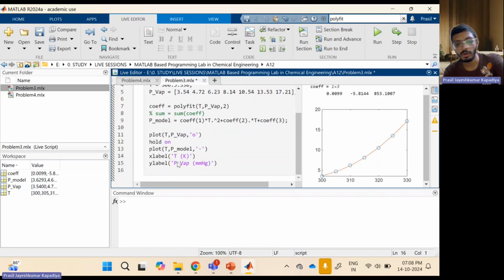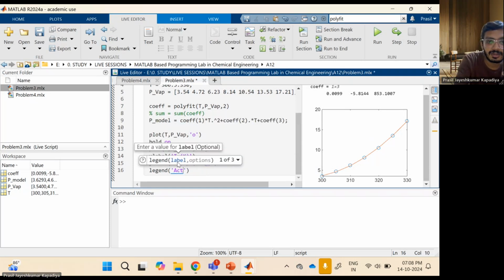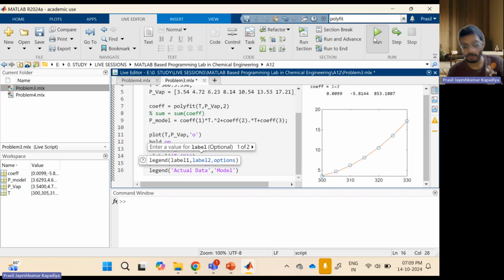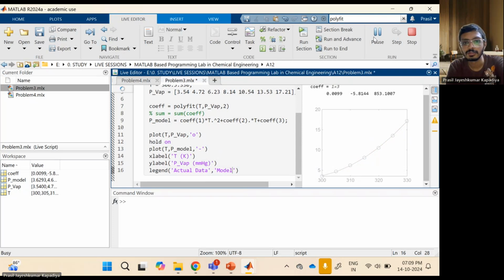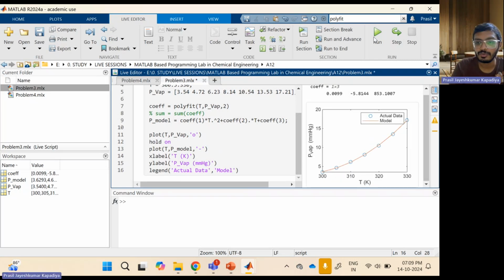Okay. Then what further I can give is legend as actual data, then fitted curve, model. Let's write model. So this is a better way of representing. See, this is how it looks better. So the same thing we must do here also.